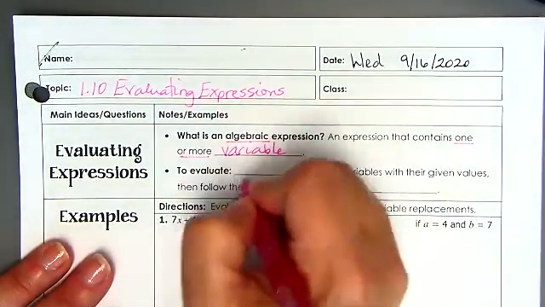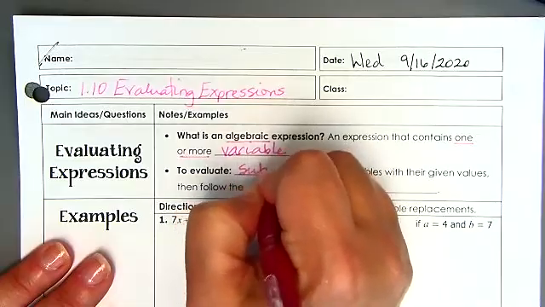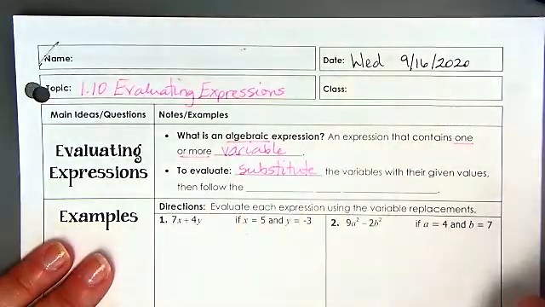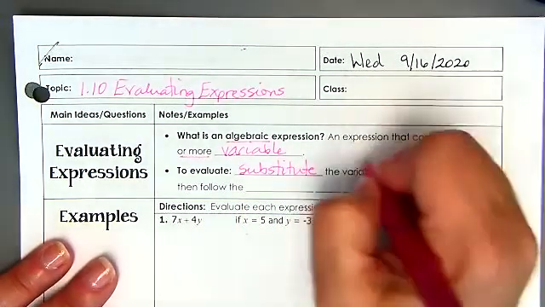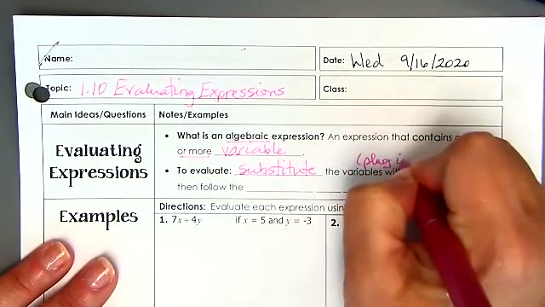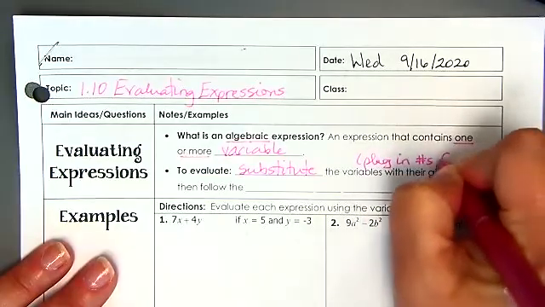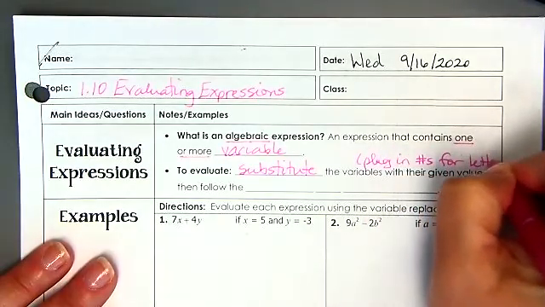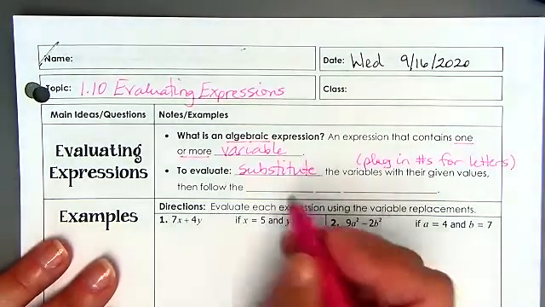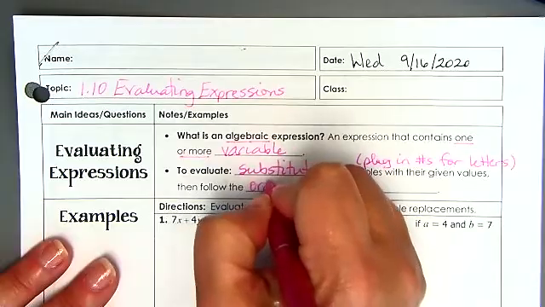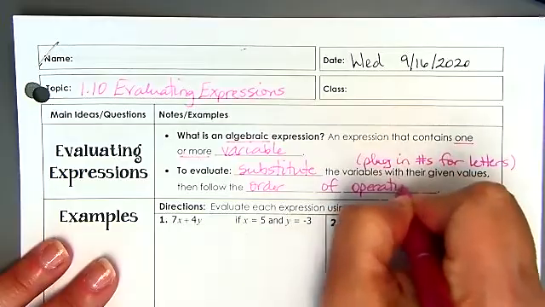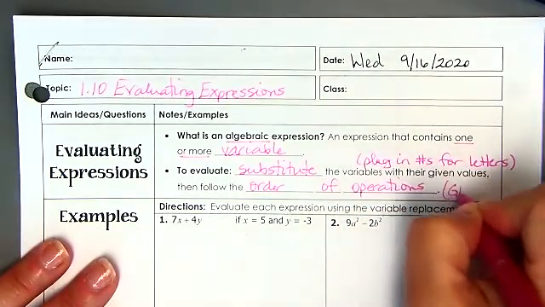To evaluate, that means you're going to substitute the variables with their given values. That means plug in numbers for letters. That's the fancy way of saying you're going to plug in the numbers for the letters. Then follow the order of operations, or GEMDAS.